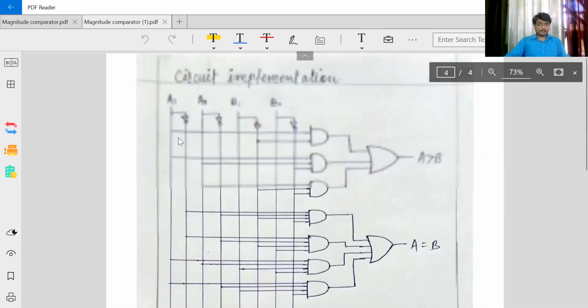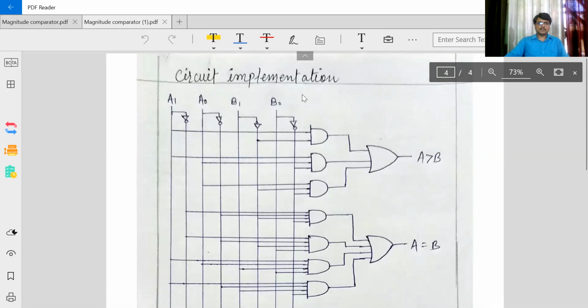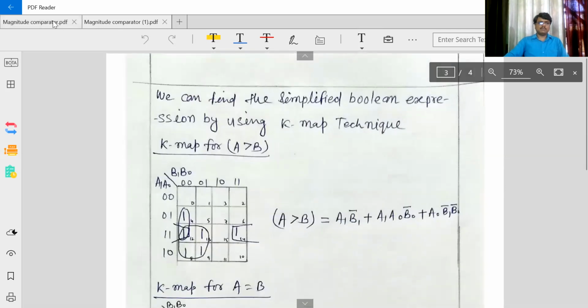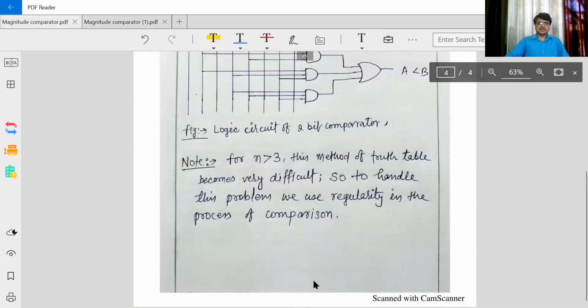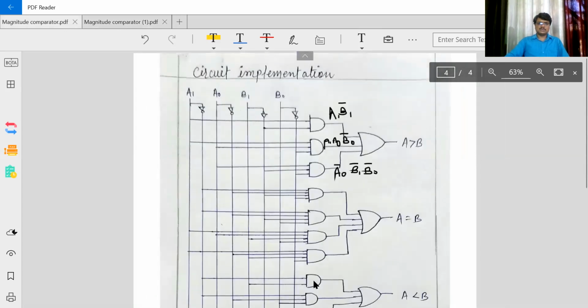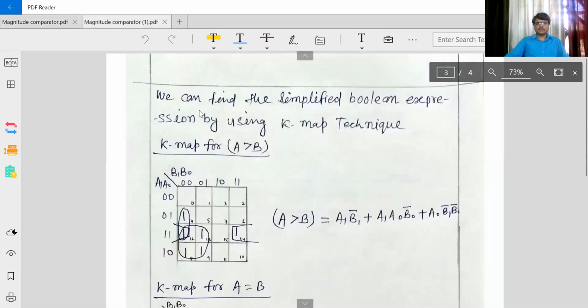But how can we implement this? What will be the implementation? Okay, so this is the implementation of the magnitude comparison. Okay, so this is for A is greater than B.